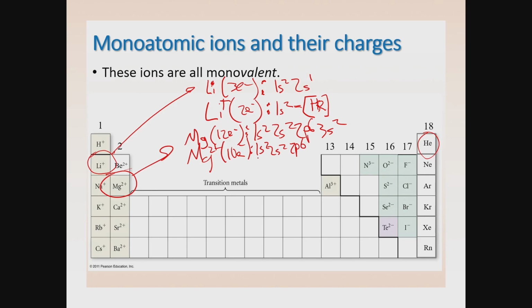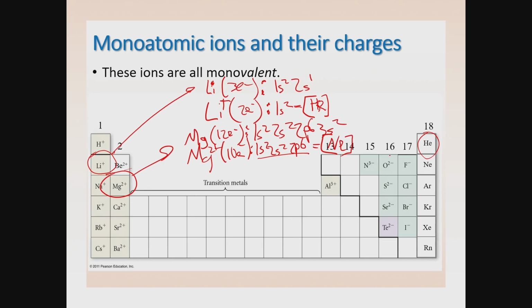And so if you notice here this configuration, this is neon's electron configuration. It only has 10 electrons. And so when magnesium loses 2 electrons, goes from 12 to 10, it picks up the noble gas configuration of neon, so it stabilizes it. And so that's why magnesium loses exactly 2 electrons and nothing else.